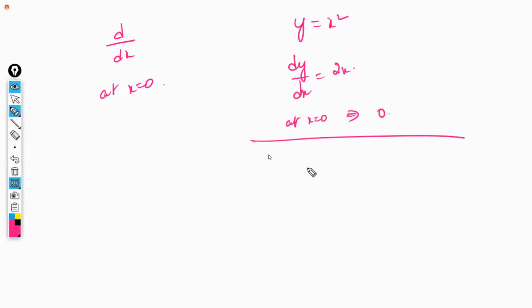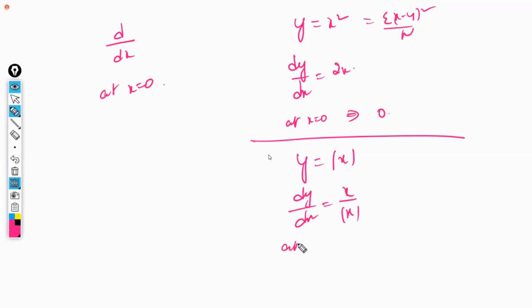Sir, what is x square and what is mod x? X square is nothing but x minus mu whole square divided by n. So it is square only. I'm considering a simple example of square. Similarly, modulus I'm going to take. If I apply the modulus of x, d by dx of modulus of x is x by modulus x. At x is equal to 0, the answer is going to be infinite. That is the reason in entire data science we will not consider the modulus.